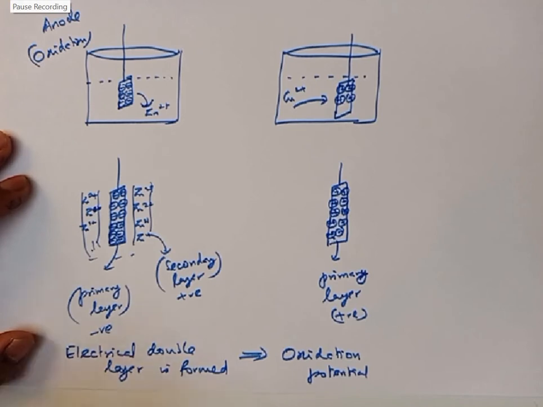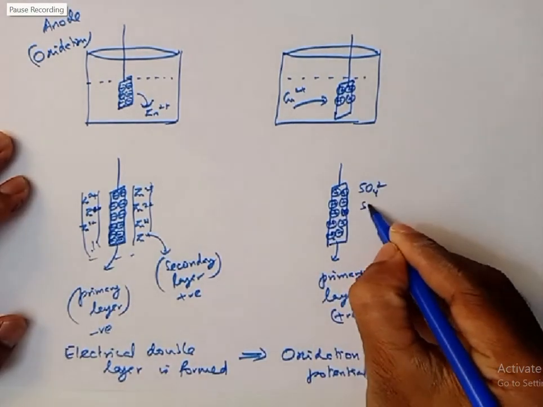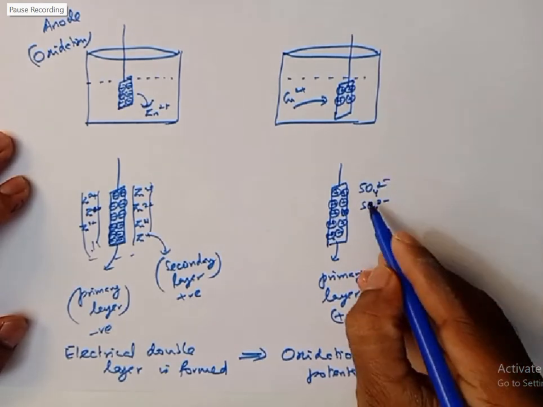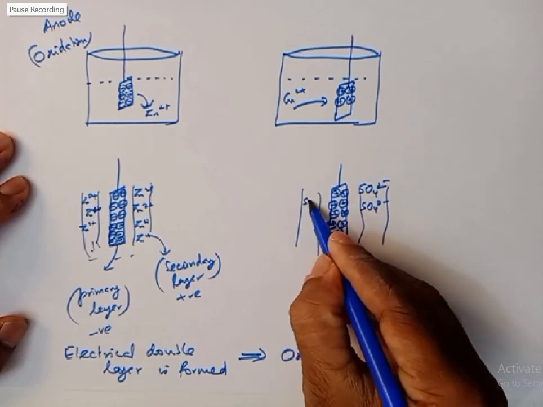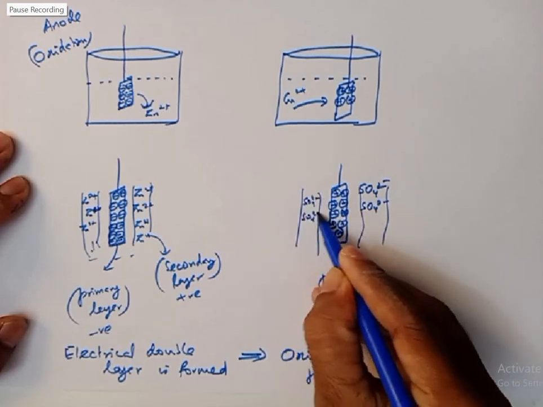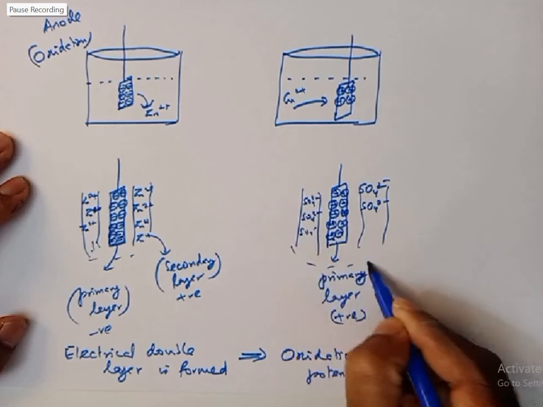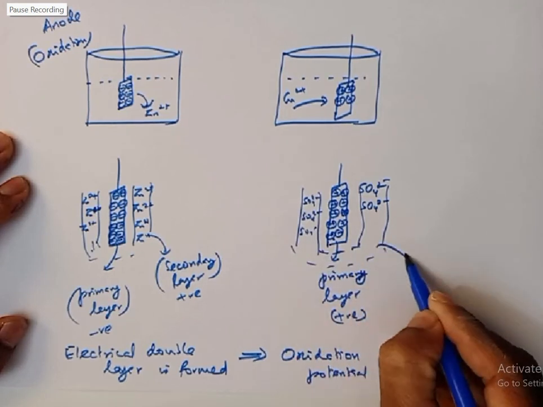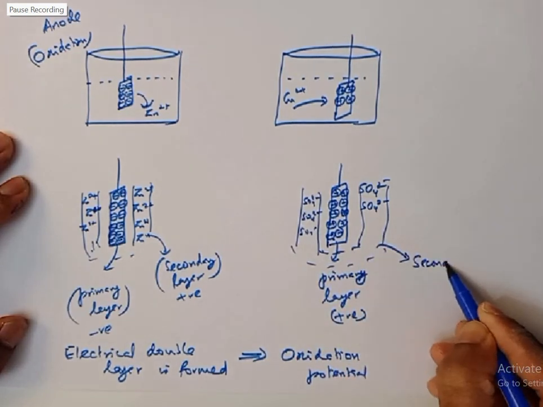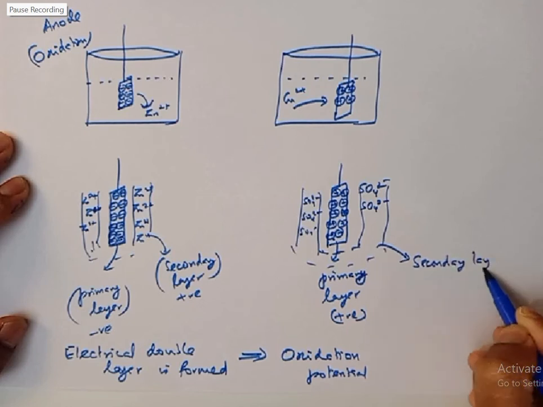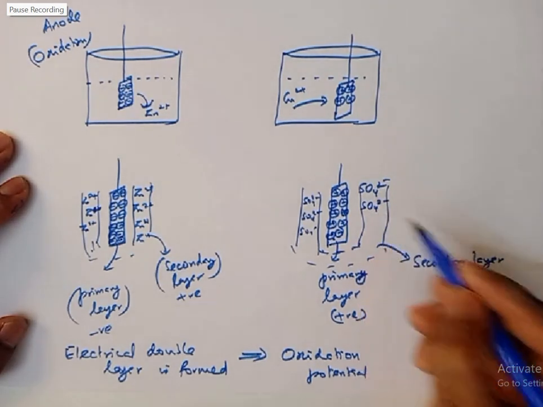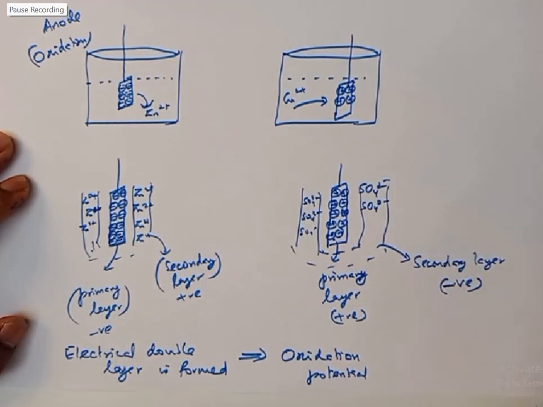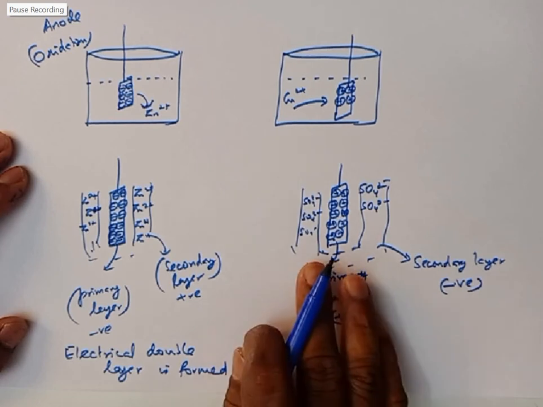Students, tell me what negative ion is present in the solution? SO4 2 minus ions. These are the negative ions. They form the secondary layer. So throughout the electrode you will get a secondary layer. Secondary layer of charge. And the secondary layer is the sulfate ion. Sulfate ions carry negative charge, no? So the secondary layer is negative.